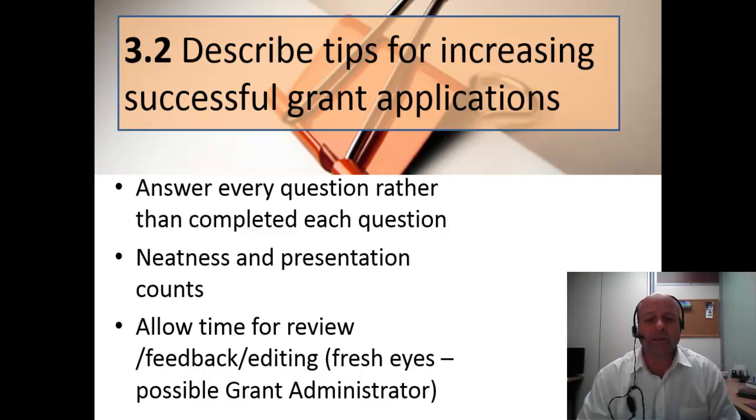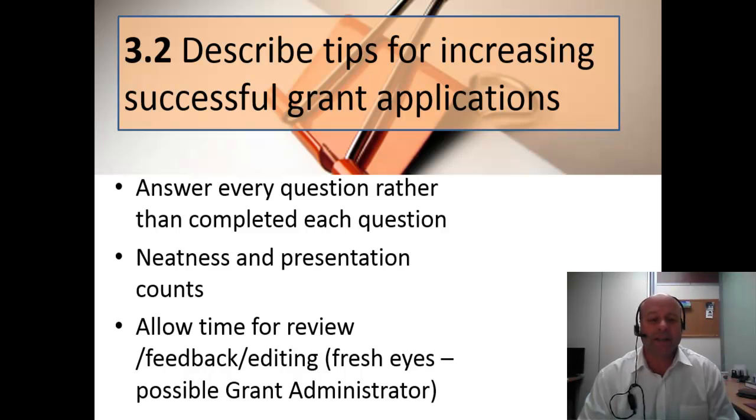And that's different than completing every question. I go through numerous applications on a yearly basis, and there's all kinds of written information in that question, but they didn't come close to answering what was actually asked. A good place to always start, and a little tip on that, is to make sure you start your response in response to what it was that they asked.